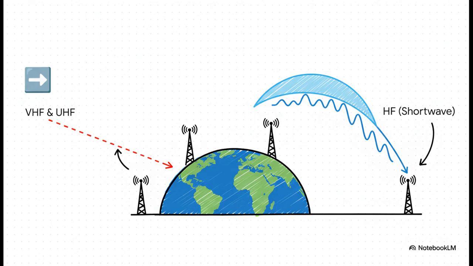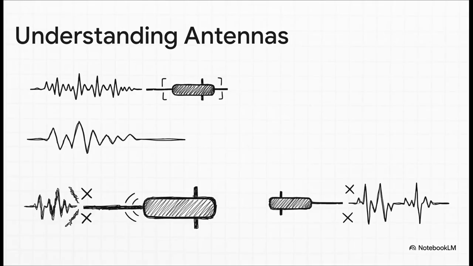But HF signals, or shortwave, they do something incredible. They shoot up and bounce off a layer in our atmosphere called the ionosphere, kind of like skipping a stone in a pond. And that's what lets them travel all the way around the world. Pretty cool, huh? Now, if you want to listen in on these different neighborhoods, you need the right antenna.